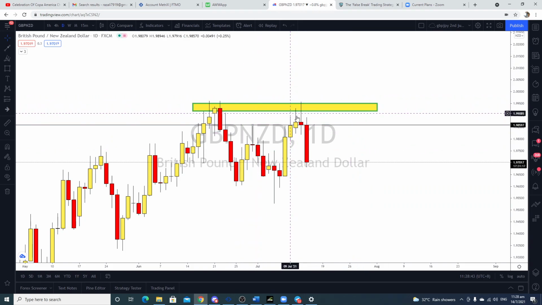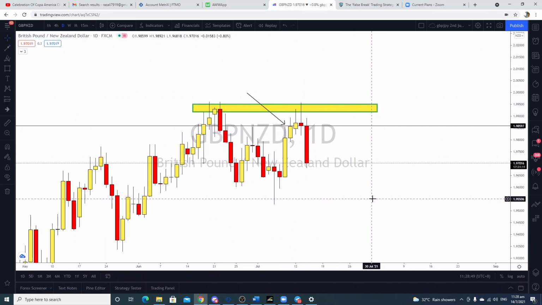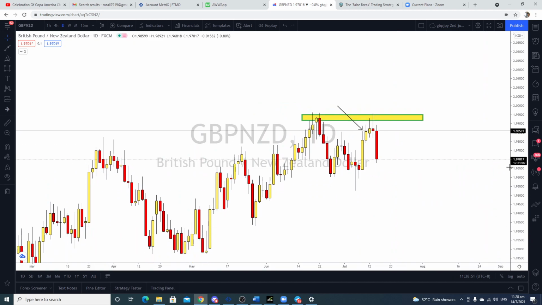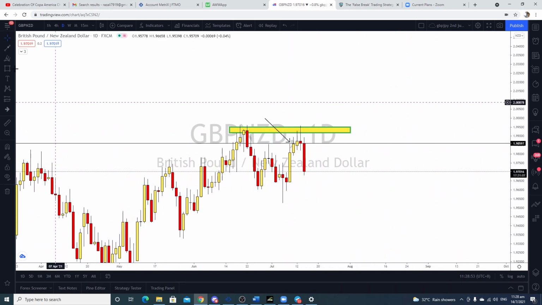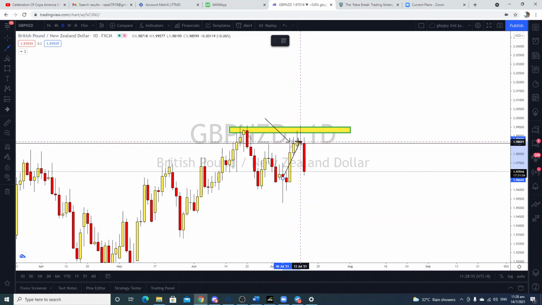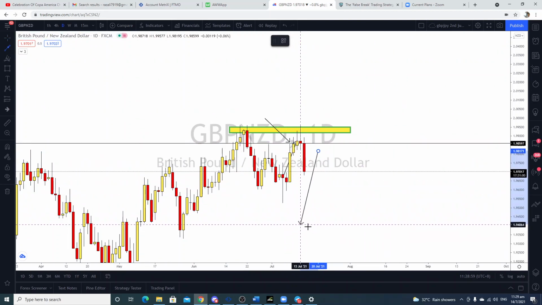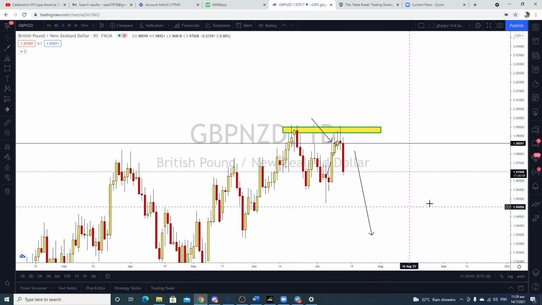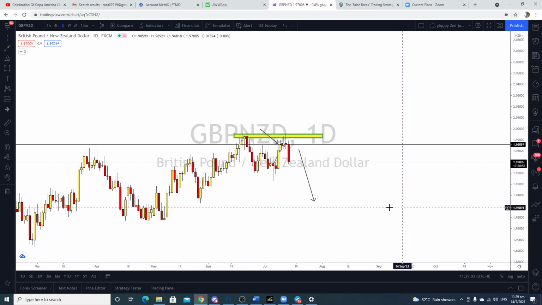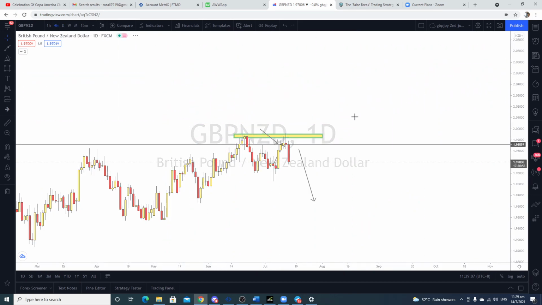Then a rejection, a false break of the previous daily candle at the supply zone, and a weak buy momentum as well, telling me that the buyers are not in control, and this push up is more of a liquidity grab for the market to go lower. Whether it goes here or here or here, it doesn't matter. As long as I know where the price is going to go, I take that order. So that's why pound NZD now is a sell.